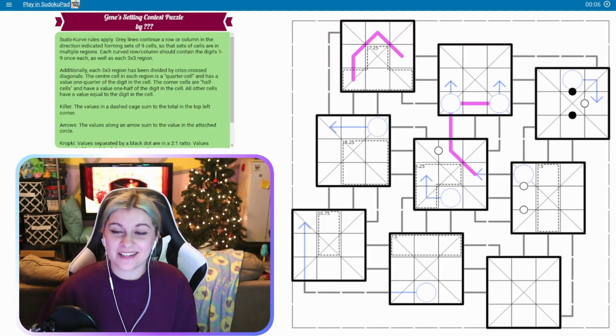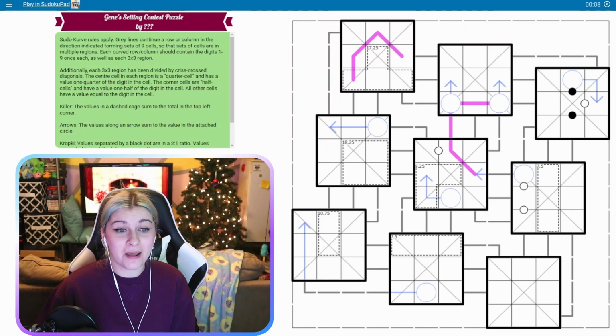Hello, friends. Something a little different today. This is a puzzle by Ddraig, but he does not know I'm doing this.